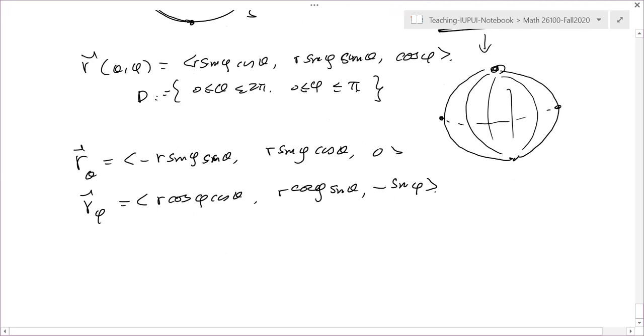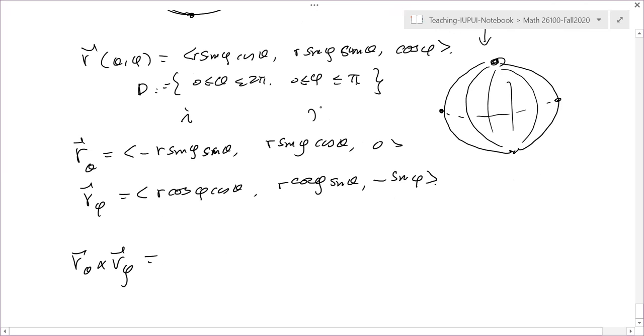Okay. Now, how do I find that? I don't want to copy this. What I do is I put i, j, k on the top. So the cross product, right? The first component is going to be the cross product of this. It'll be negative r sine squared phi cosine theta. Okay.